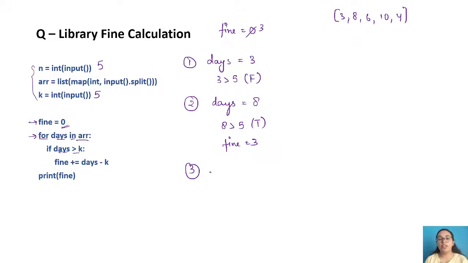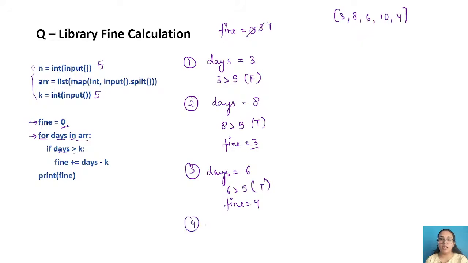Now in the third loop, days is what? Days is 6, right? Is my 6 greater than 5? Yes, 6 is greater than 5. So again, in my fine, what I'll be doing is 6 minus 5, which is 1, and 1 will be added to my previous fine. The previous fine is 3, 3 plus 1 is 4. So now it becomes 4.